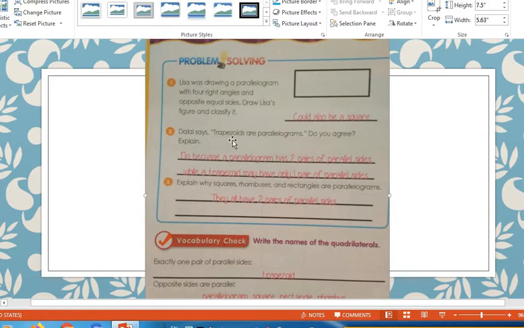Dalal says trapezoids are parallelograms. Do you agree? No, because a parallelogram has 2 pairs of parallel sides, while a trapezoid may have only 1 pair of parallel sides. Explain why squares, rhombuses, and rectangles are parallelograms. Because they have 2 pairs of parallel sides.